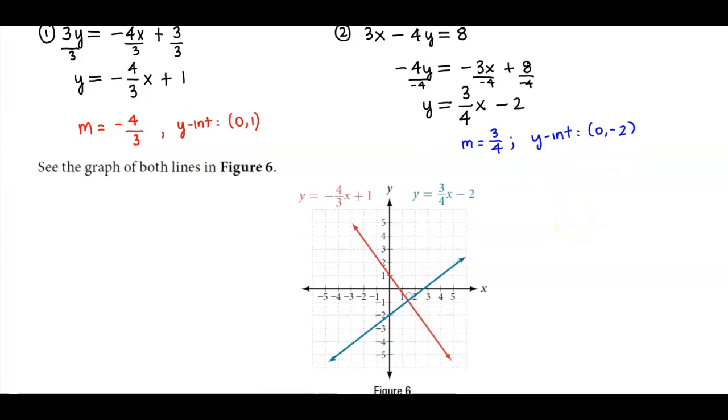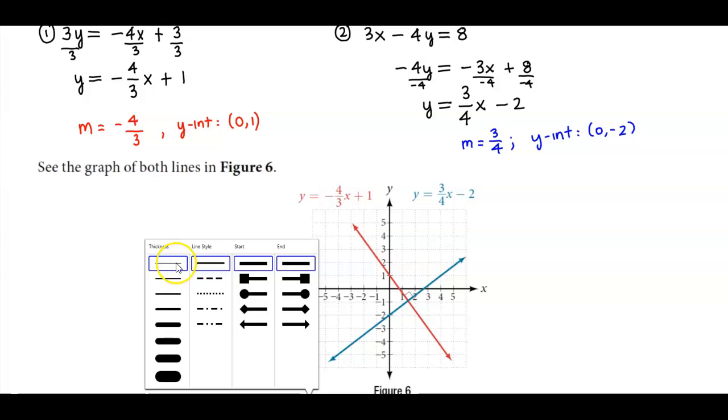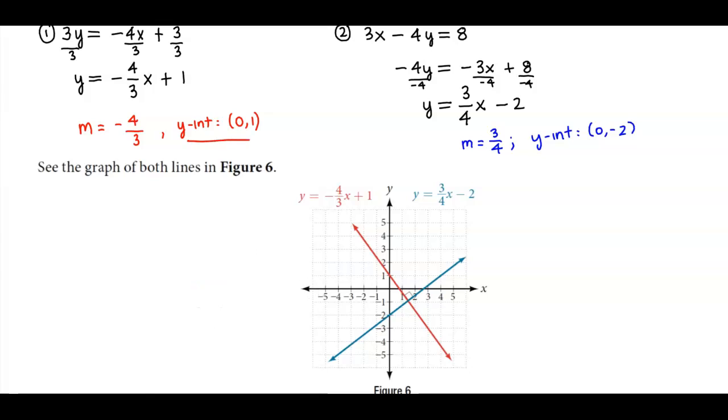So how do we graph these? Well, let's go ahead and graph them. The first thing you want to do is look at the y-intercept, and the y-intercept is at (0, 1). Then we're going to use our slope, and our slope tells us that we have negative 4 over 3.